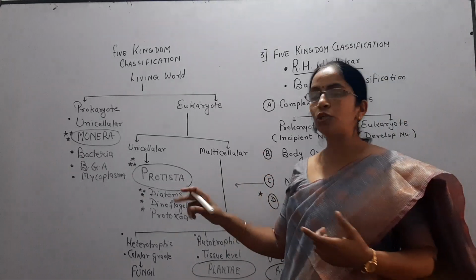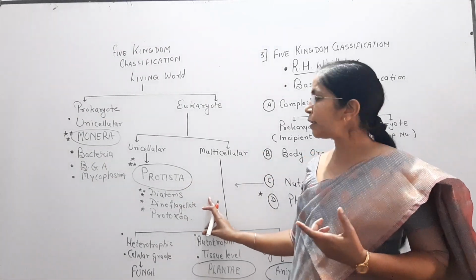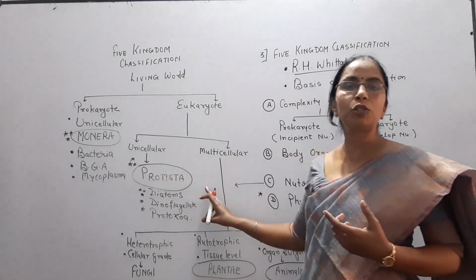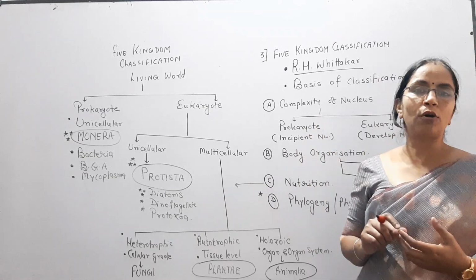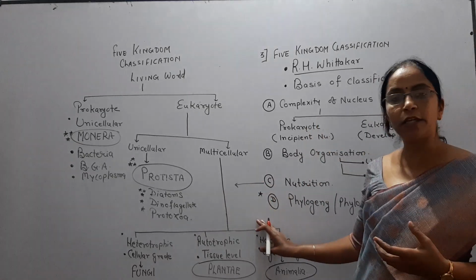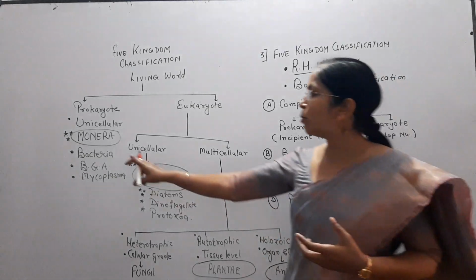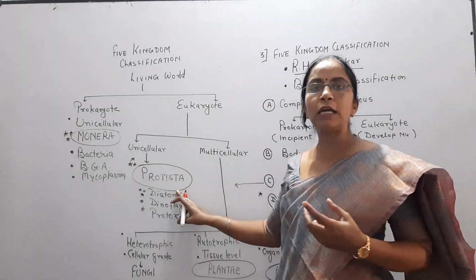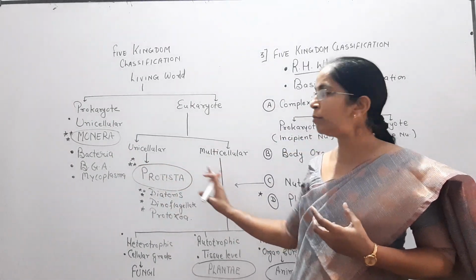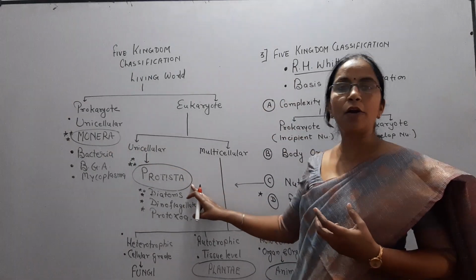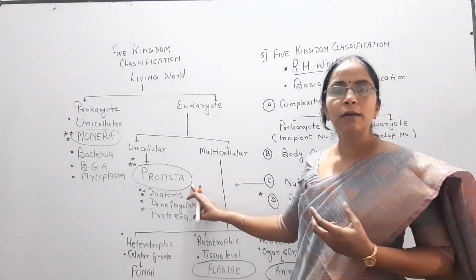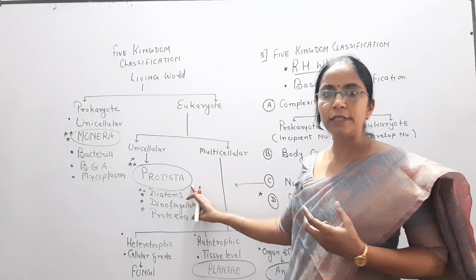Clear? A second question also comes from this chart: how many kingdoms show the unicellular grade of organization. So among the five kingdoms of Whittaker, Monera and Protista show the unicellular grade. That means out of five kingdoms, two kingdoms are unicellular in organization. Clear?